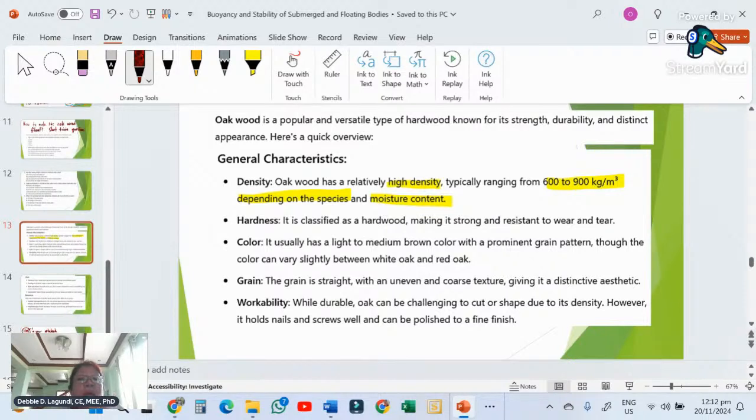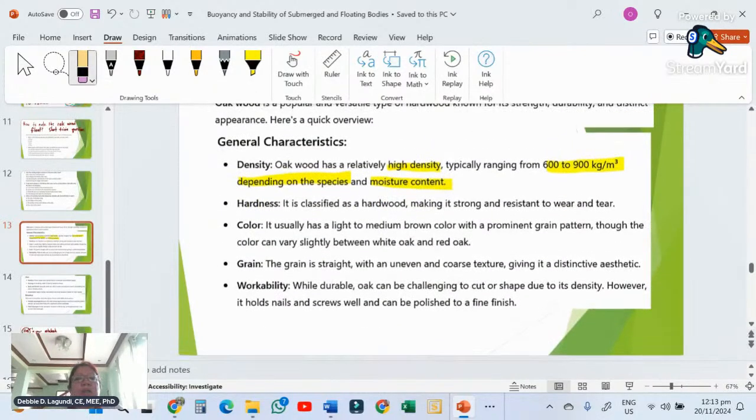Why relative? Because when it's dry, it can have a density of 600 kilograms per cubic meter, but when it's saturated or has moisture content, it can be as heavy as 900 kilograms per cubic meter. So it's a relatively high density wood, relative because it depends on the situation. It is hard and resistant to wear and tear. The color is between white oak and red oak, and it has straight grains and durable workability.